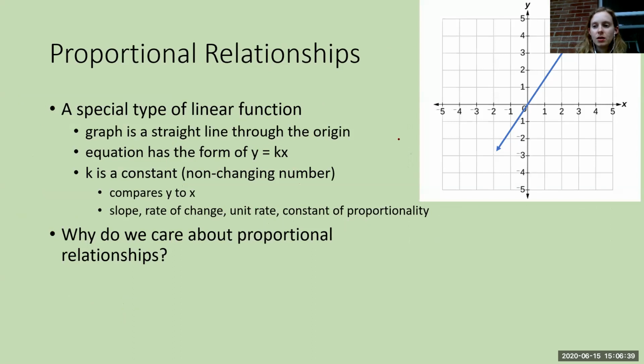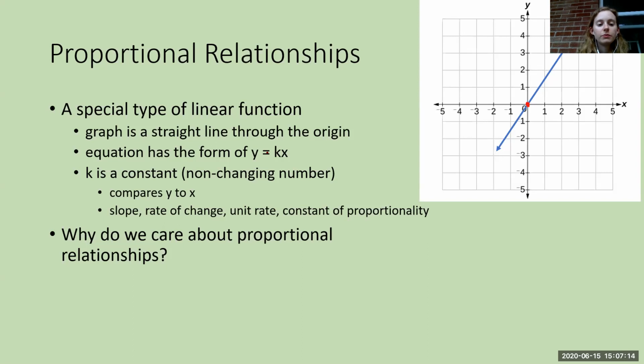Okay. So next we're going to talk about proportional relationships. Proportional relationships are just a specific type of linear function. What's special about them is that they are a straight line that goes through the origin. So they're not just a straight line, they're a straight line that goes through the origin. So the line includes the point 0, 0, if you remember that definition of the origin from last time.